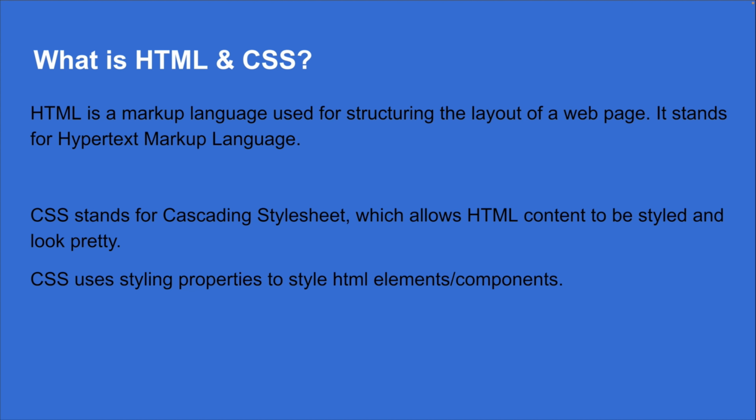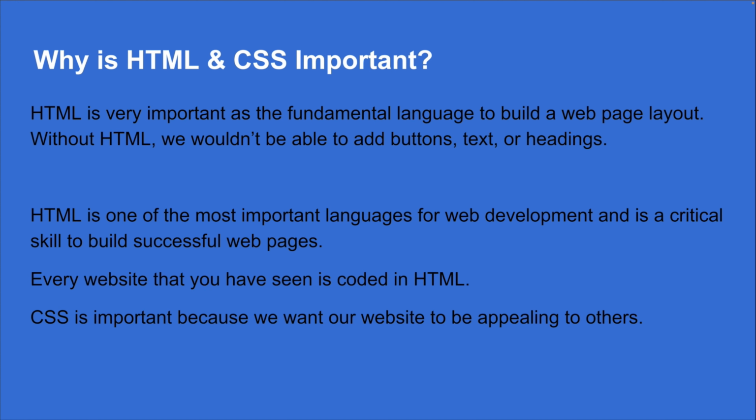CSS stands for Cascading Style Sheet. It's basically a style sheet, the styling language to style HTML content, to be styled and look pretty. And it's very important because it uses styling properties, and also styles HTML elements and components to look pretty, because we want our website to become appealing to others.